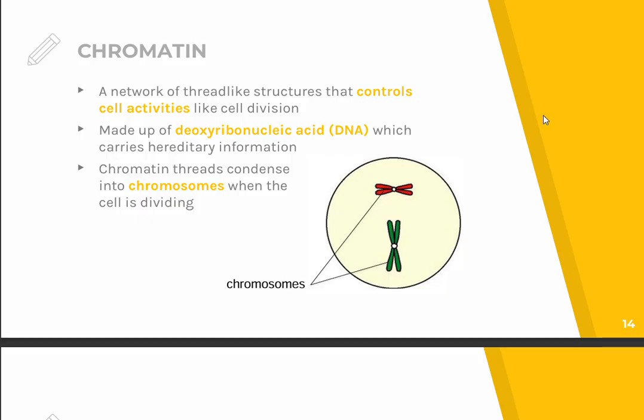Chromatin threads condense into chromosomes when the cell is dividing. Whenever the cell is dividing, these thread-like structures will coil up together and form a structure known as a chromosome. Let's clarify this first. Before cell division, this is normally available as a thread. But when the cell is going to divide, these threads will coil up and form chromosomes.